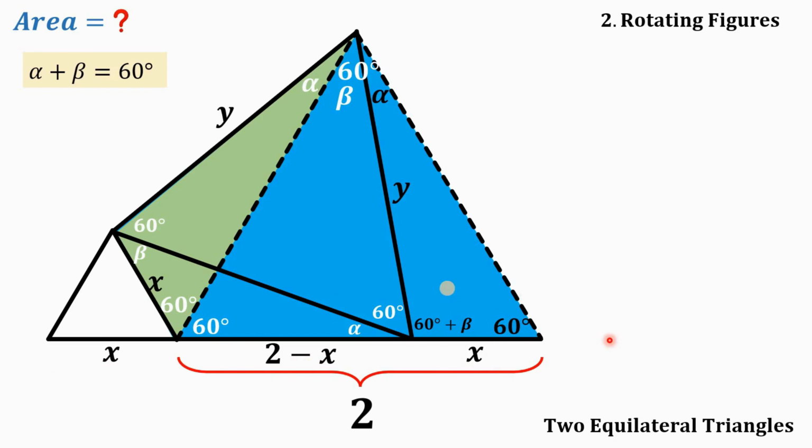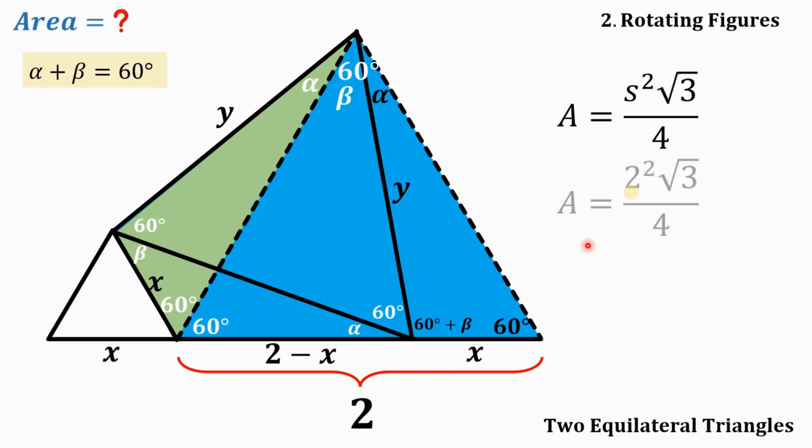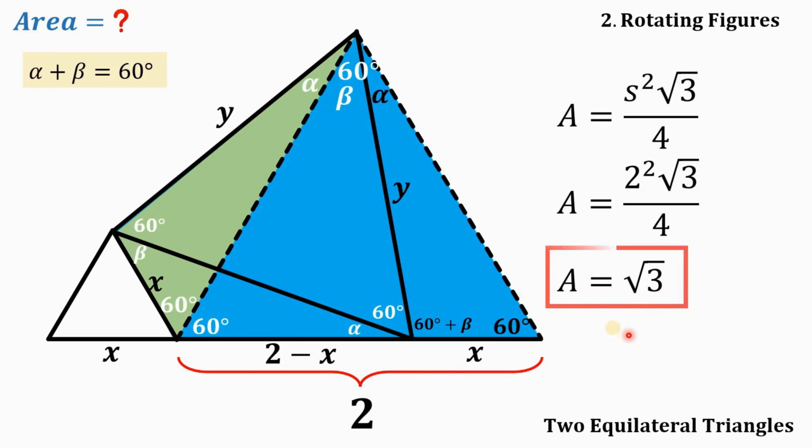And we have a formula to find the area of this equilateral triangle. We have s squared times square root of 3 divided by 4. Now, what is s? This is just 2. So, substitute s equal to 2. We have 2 squared times square root of 3 over 4. 2 squared is 4. 4 over 4 cancel out. Therefore, the area of this shaded region must be equal to square root of 3 square units. And that is our answer to this question.